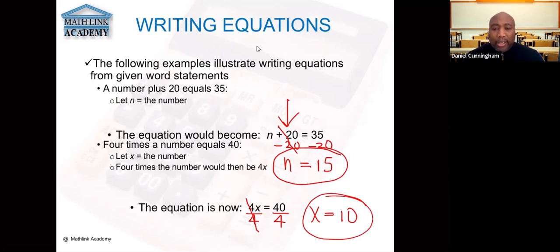And that would be my answer. And always double check it. So 4 times 10 is equal to 40. And so that's how we write equations and basically how we solve equations, whether it's adding or multiplying.